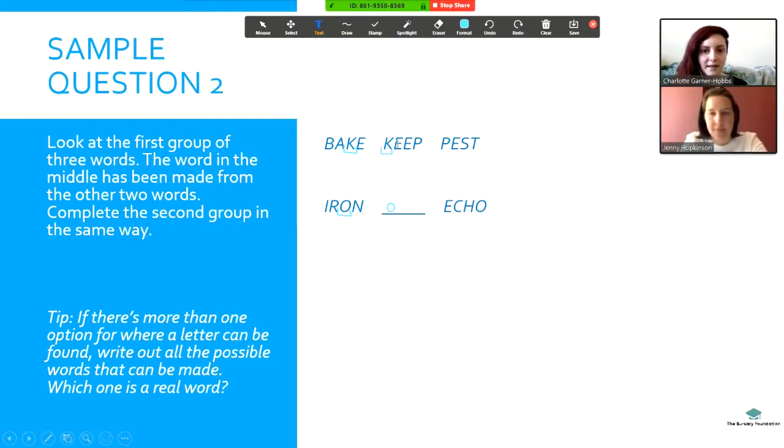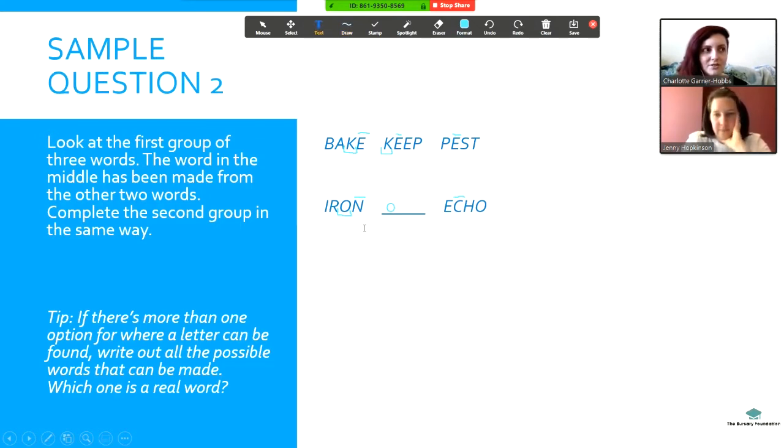So then I've got an E here. Where could the E come from? It could either be the last letter of bake or the second letter of pest. So let's find the last letter of the first word here, and let's find the second letter of the second word here. So I could have an N or a C.